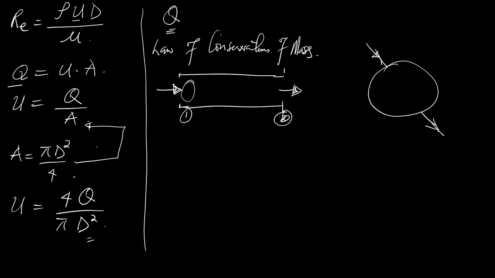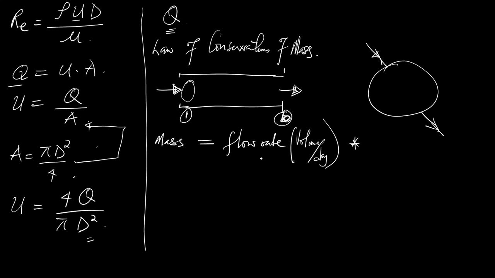Now if let's say here is the standard condition and here is any condition, the mass of gas at this condition is the same as the mass of gas at this condition. So in that case, mass of gas is equal to the flow rate in volume, this is in volume per day, times the density of the gas. So mass is the same thing as density times the flow rate in volume.